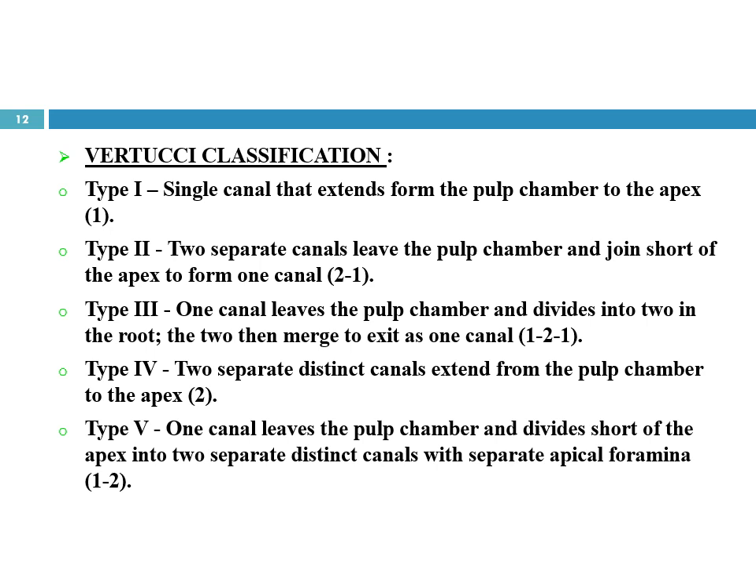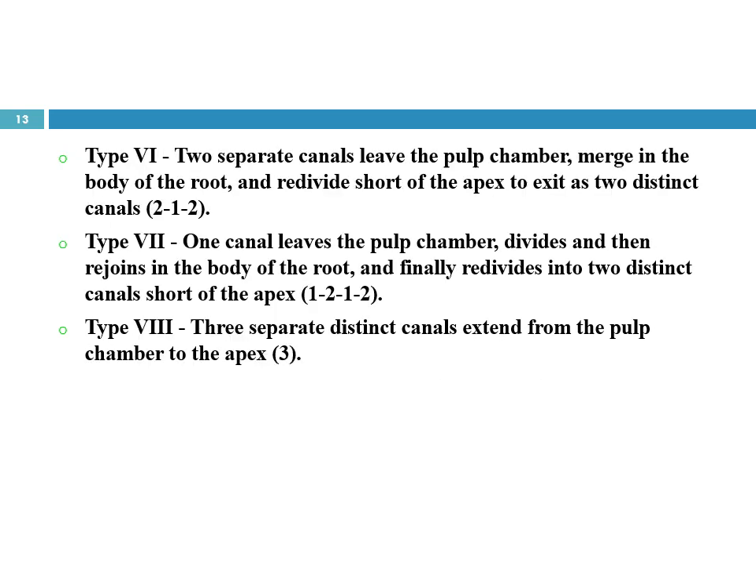Type 3 is where one canal is going to leave the pulp chamber, divide into two, and then merge into a single canal as they exit. In Type 4, there are two distinct canals from the pulp chamber to the apex. Type 5 is where one canal is going to leave the pulp chamber, and it's going to divide short of the apex into two distinct canals with separate foramina.